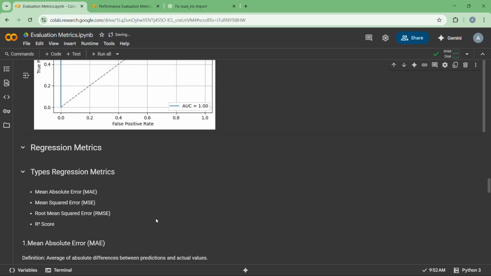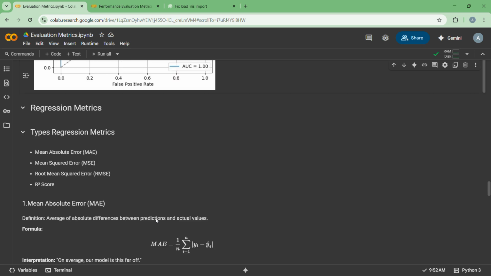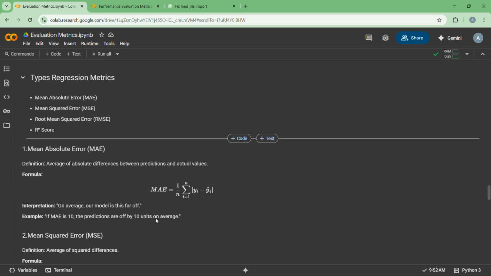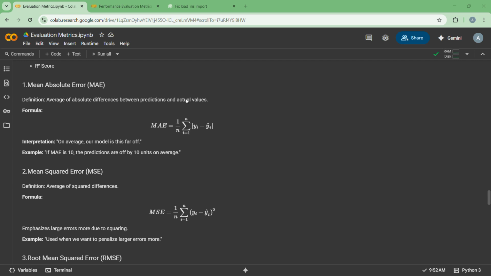Another metric type is regression metrics. Here are four types of regression metrics. First one is mean absolute error. Definition: average of the absolute difference between predicted and actual values. The formula is 1 by n, sigma i equals 1 to n, of the modulus of yi minus y hat i. Interpretation: on average, how far off our model is. Example, if MAE is 10, then predictions are off by 10 units on average.